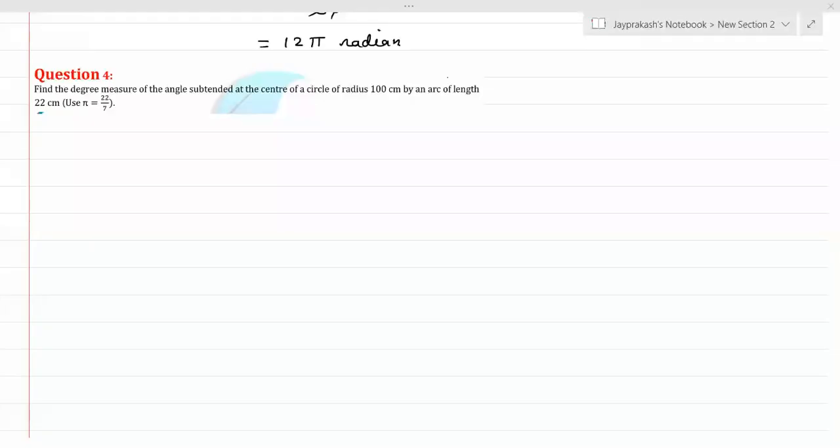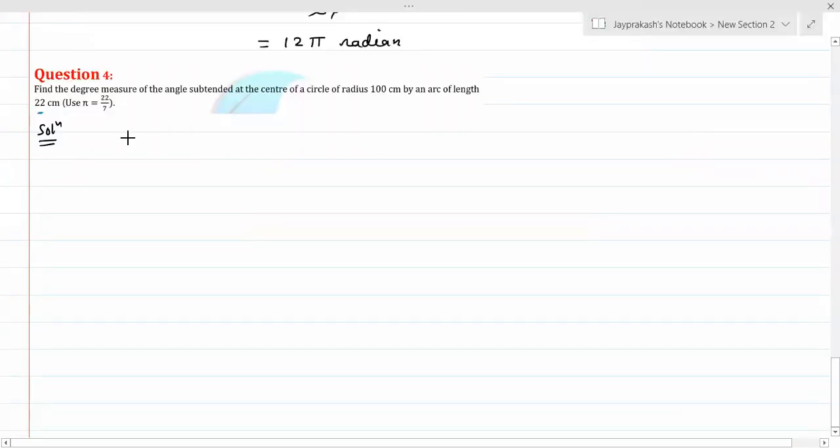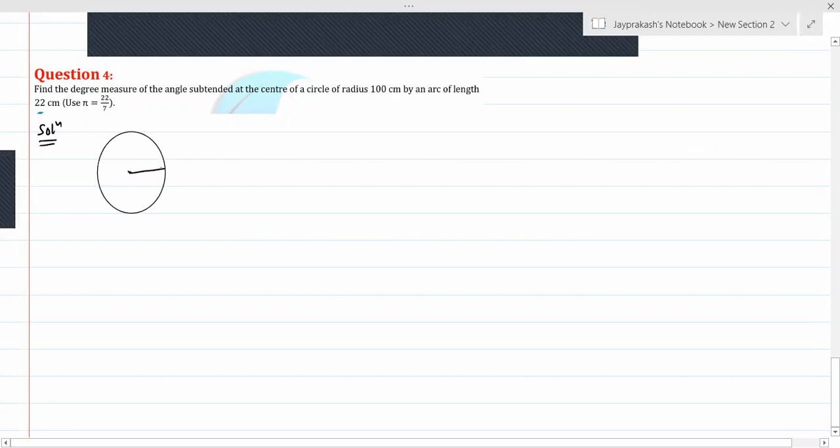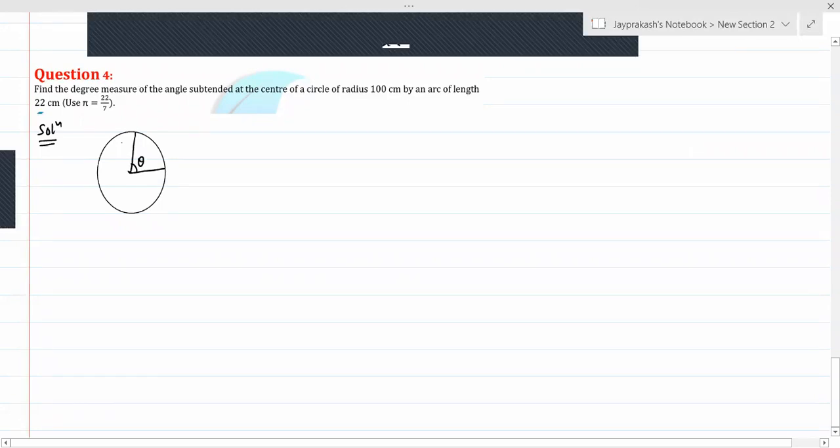Before that, let's look at a small concept that we have already discussed, that in the circle, the angle subtended by the arc at the center. So this is your circle. Now this is the angle subtended by the arc of the circle, that means this part.